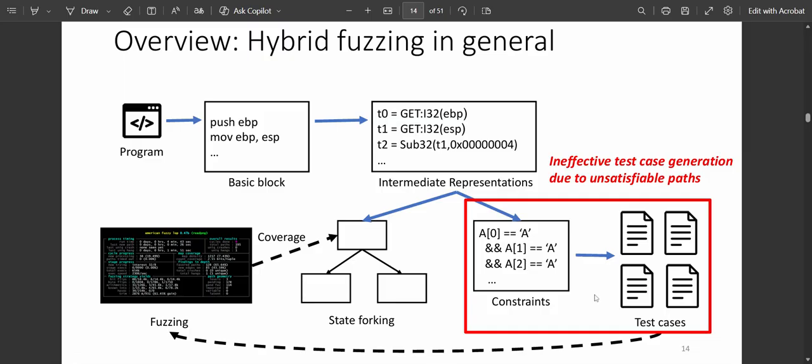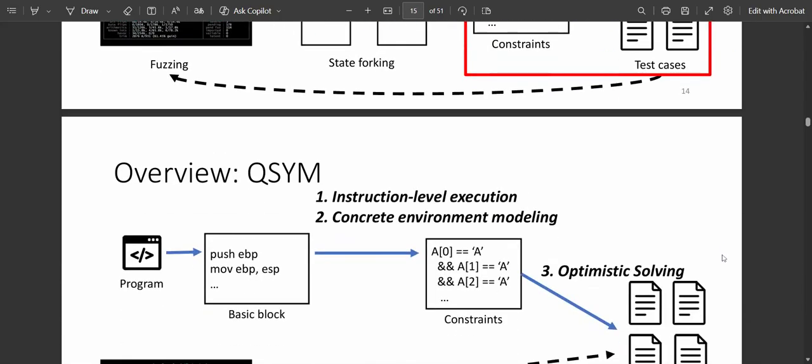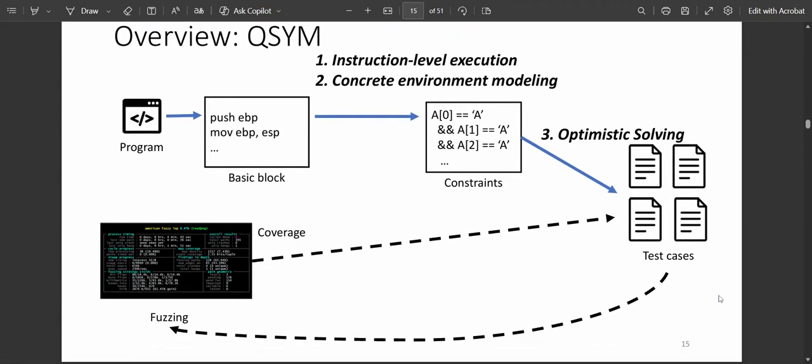As you can see, the test cases and constraints also have problems, so they're not satisfied, and because of this, they corrected it with QSYM. And as you can see, the QSYM model goes from basic block to constraints to test cases and fuzzing coverage. This is the concrete environment model and instruction-level execution, which is the most effective way.